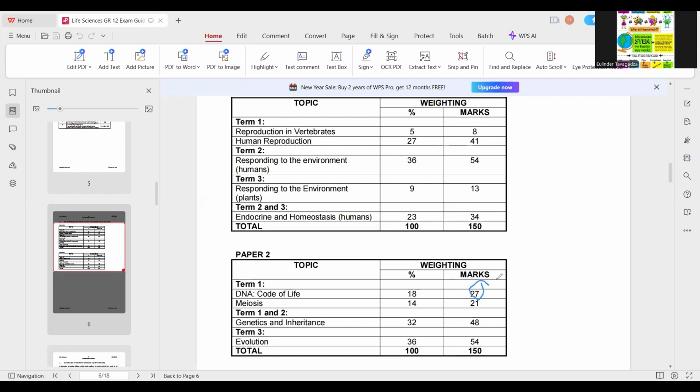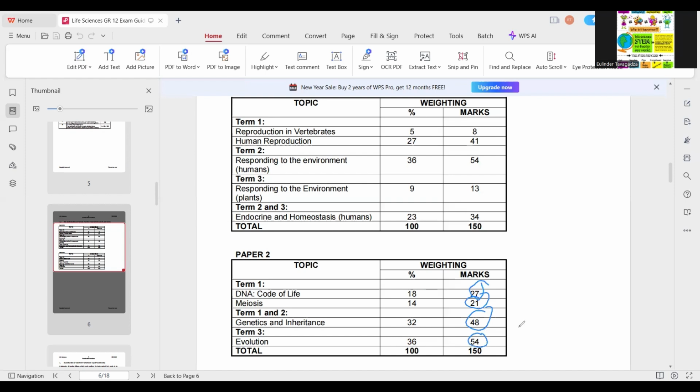Then we also learn meiosis. This is term 1 again, which is 21 marks. We move on to genetics and inheritance. That is 48 marks. Then lastly, we have evolution, which is 54 marks.